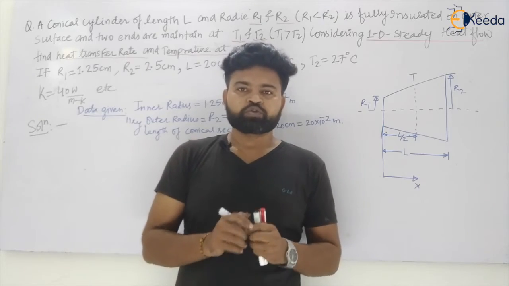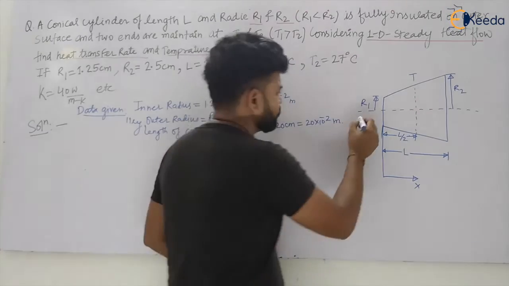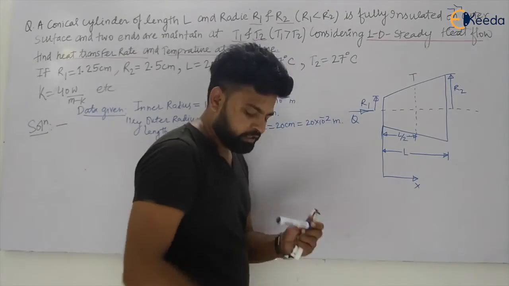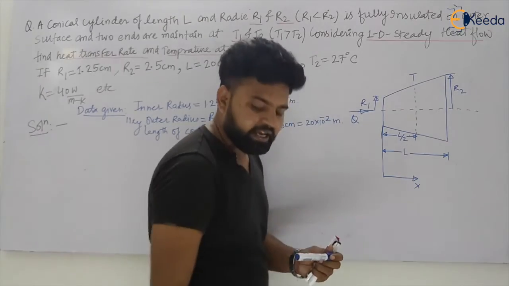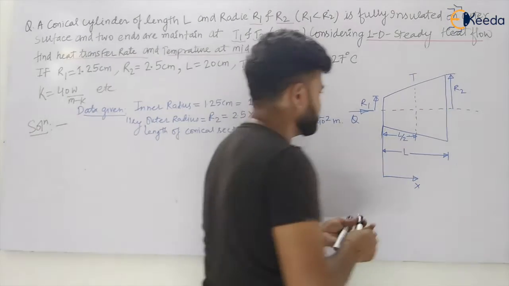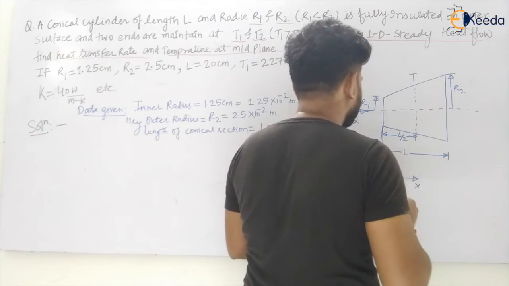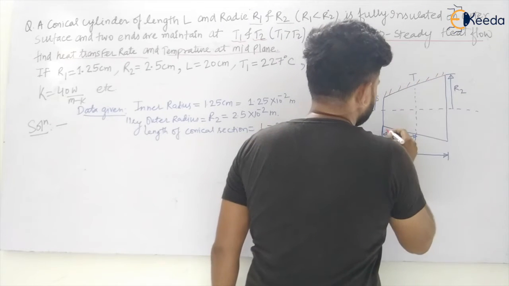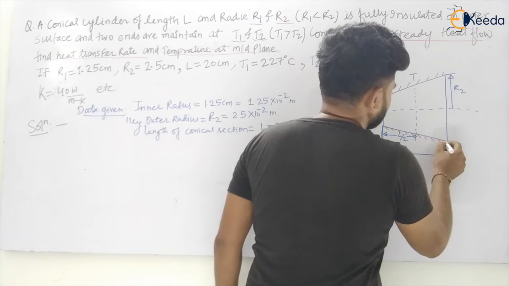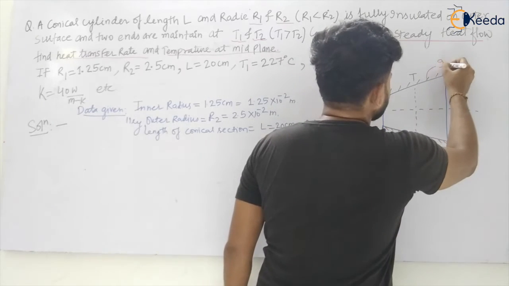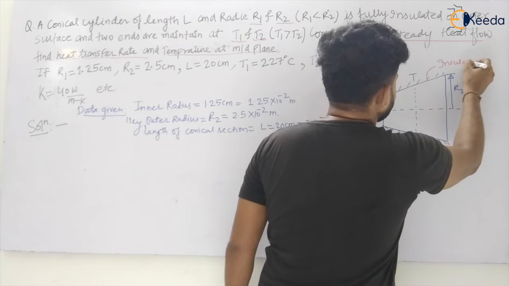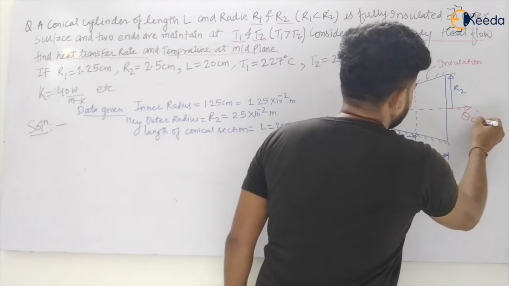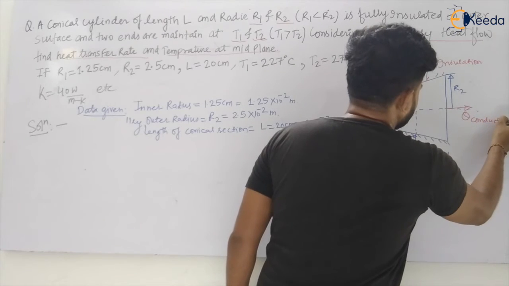Let us see. So what will the heat transfer be? Heat transfer will be through this, that is in one direction only. Why? Because he has insulated the other sides. That means the insulation is there on the outer surface. So my dear students, insulation is here. So the heat transfer will be only in one direction, and that will be by conduction.